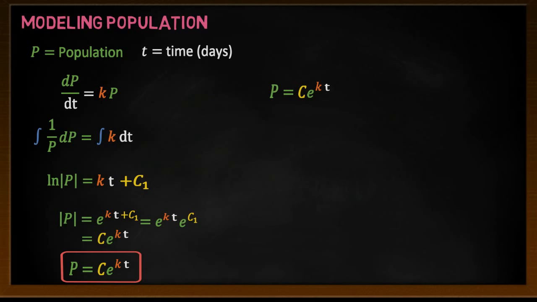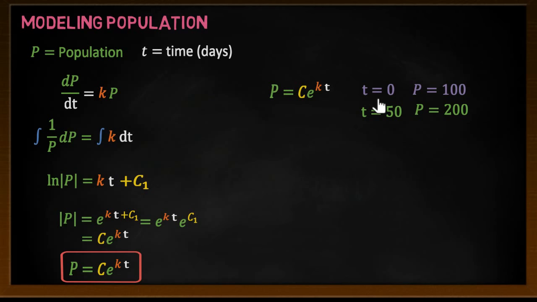So let's give you some information. Let's say that at time equals 0, the population is equal to 100 insects. And let's say that at time equals 50, so after 50 days, the population is 200. So notice it doubled after 50 days. So given this information, can we solve for C and K? And I encourage you to pause the video and try to work through it on your own.